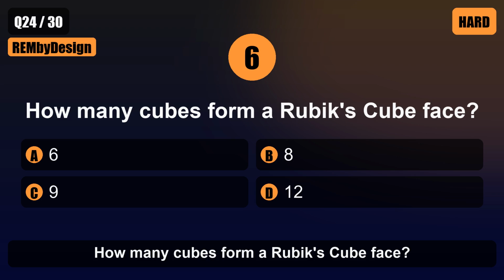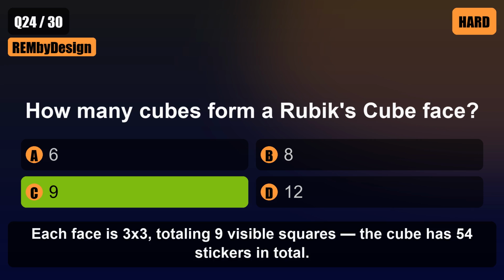How many cubes form a Rubik's Cube face? A. 6, or B. 8, or C. 9, or D. 12. The answer is C. 9. Each face is 3 times 3, totaling 9 visible squares. The cube has 54 stickers in total.